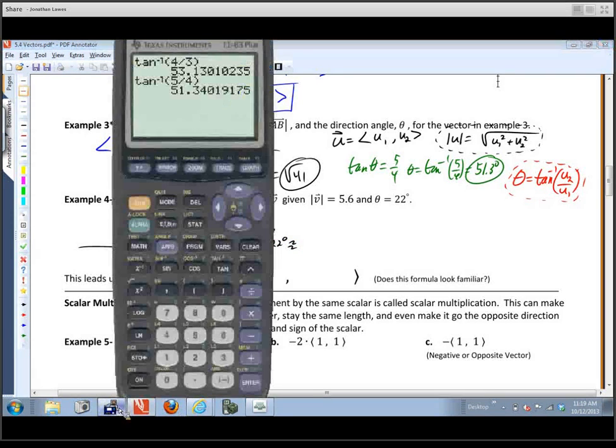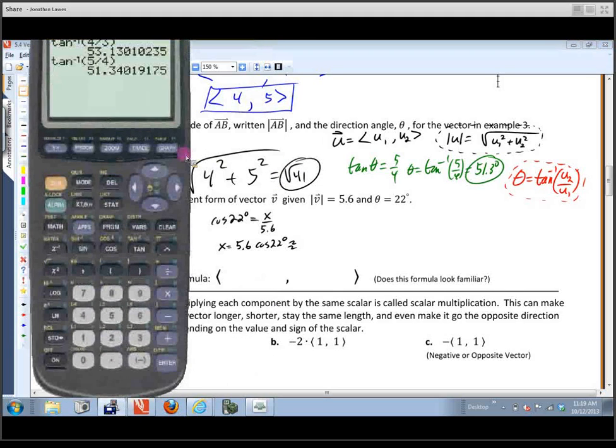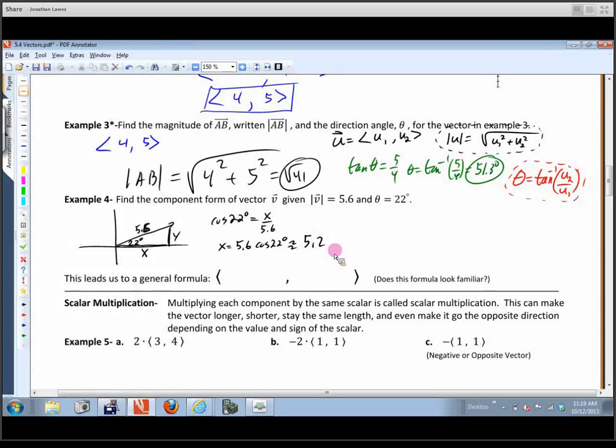Let's throw that in the calculator and see what we get here. So this is 5.6 and then cosine 22 degrees. Had that in degree mode, so I get 5.2. 5.2. And then we're going to compute what y is.